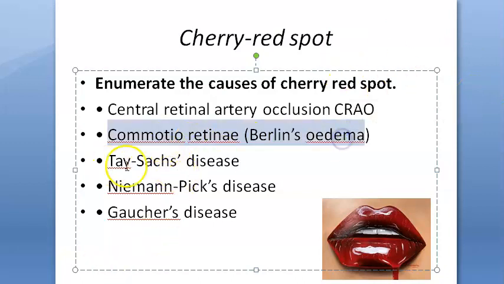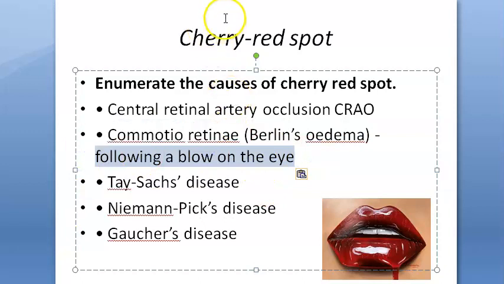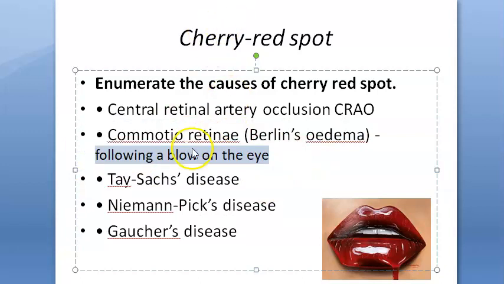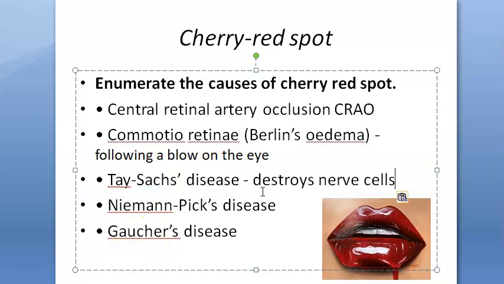Commotio retinae, Berlin's edema. Commotio retinae, where do you see, guys? This is following a blow to the eye, you will see in the retina, commotio retinae, Berlin's edema. So there also you'll see cherry red spot. Punch that guy in the eye. Okay, don't punch. Tay-Sachs disease. Tay-Sachs disease is what? There is destruction of the nerve cells. So obviously, guys, you can understand now, right? So retina, so cherry red spot.